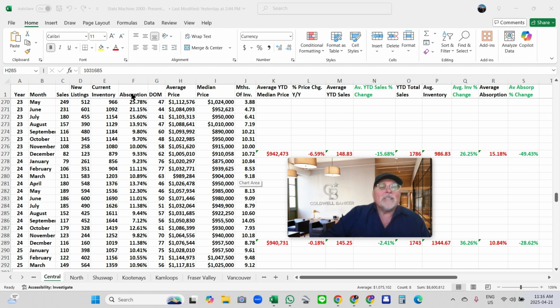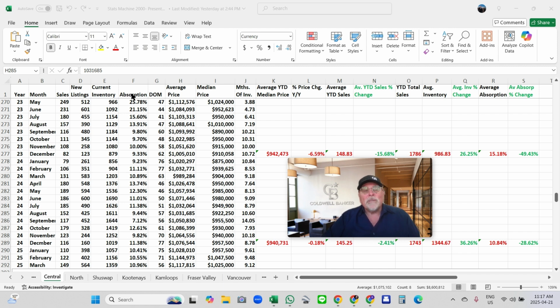So the percentage of the existing inventory on, say, March 1st, if there's 1,000 houses on the market on March 1st, and 100 of them sell in March, then the absorption rate for that month, March, is 10%. And the other thing to note about the absorption is that there's this range between 12 and 20% that is considered a balanced market. Below 12% is considered a buyer's market. Above 20% is considered a seller's market.